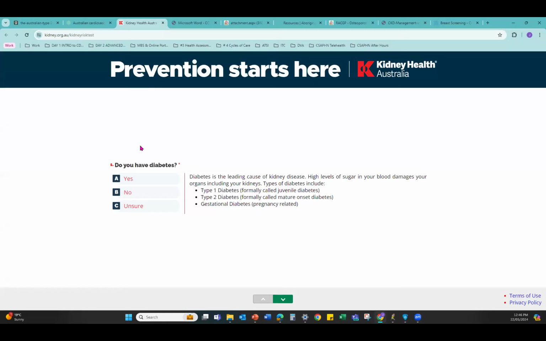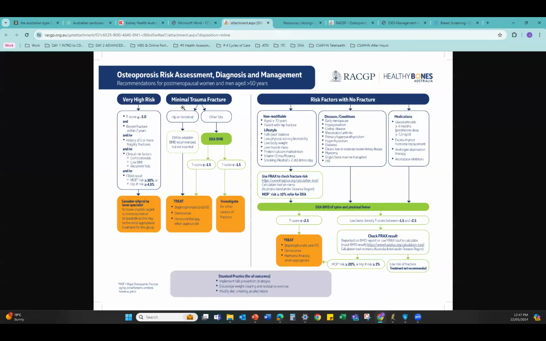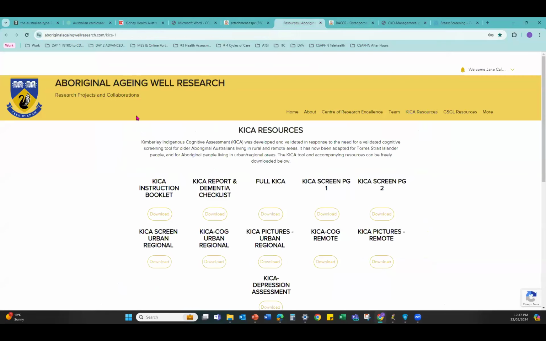Okay, we've got the COPD screening, same thing. You might do that as a follow-up activity. We've got the osteoporosis risk assessment as well. So this one's also been updated if you haven't had a chance to have a look at that. And then we've also got some of the cognitive screening tools. So this one's the KICA resource for the cognitive screening for the Aboriginal and Torres Strait Islanders.